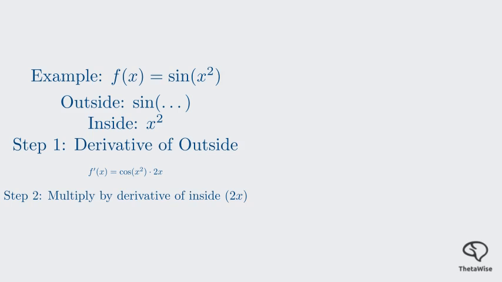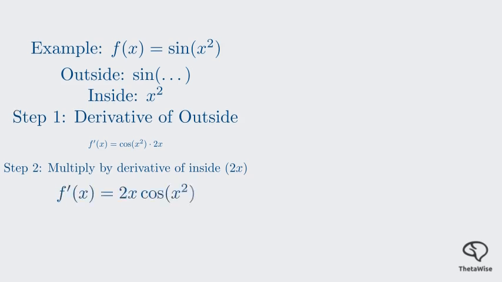The derivative of x squared is 2x. Notice the pattern? We always deal with the outer shell first, then work our way in. Our final answer is 2x cosine of x squared.